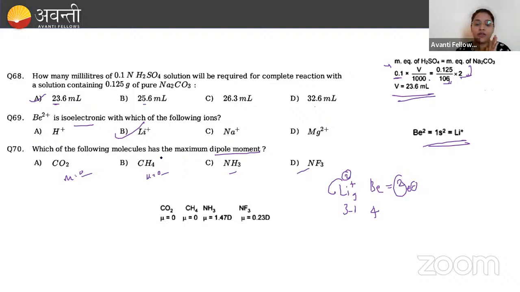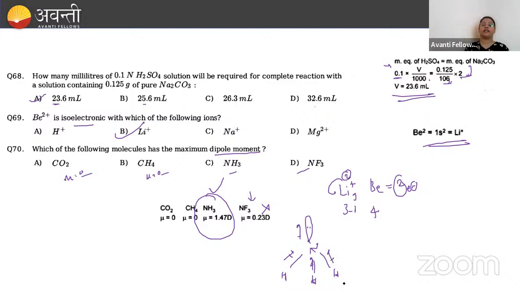Now NH3 and NF3, which will have the highest dipole moment? Even though fluorine is more electronegative, as we have talked about many times, you will think it shows more dipole moment, but that is not the case. NH3 shows more dipole moment because the lone pair on nitrogen and the dipole moments of the 3 hydrogen atoms are all aligned. But when you put fluorine, the dipole moment cancels out with the dipole moment of the lone pair. That's why NH3 is our correct answer, which shows the highest dipole moment.